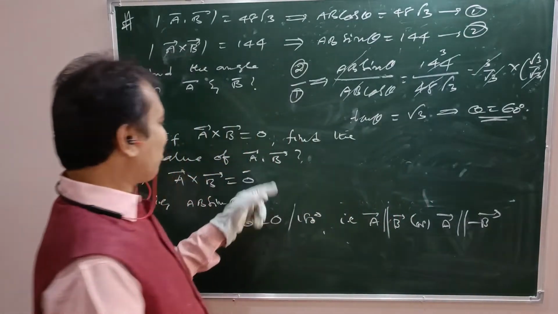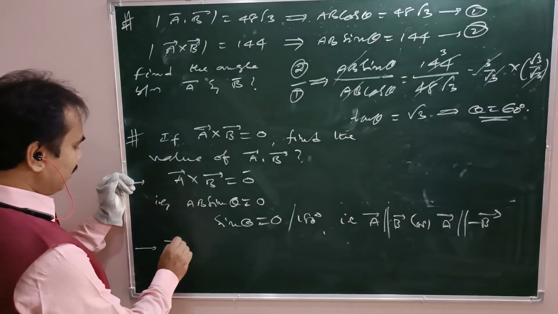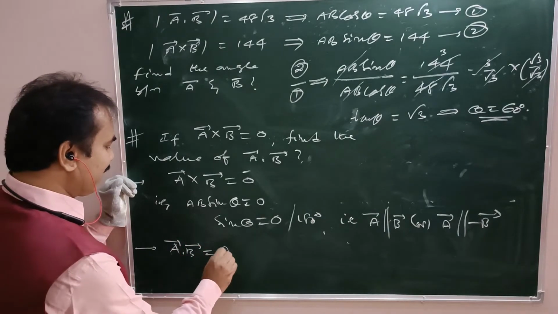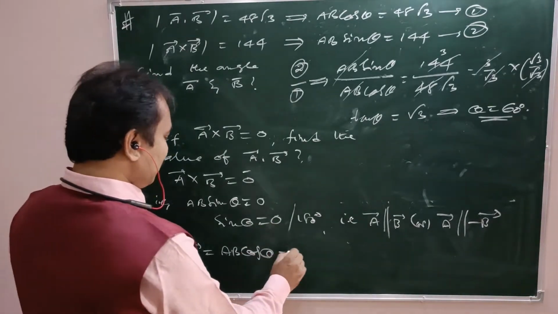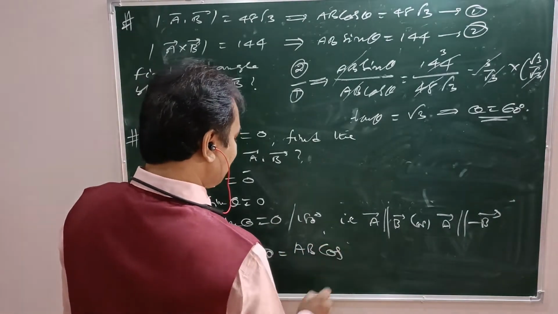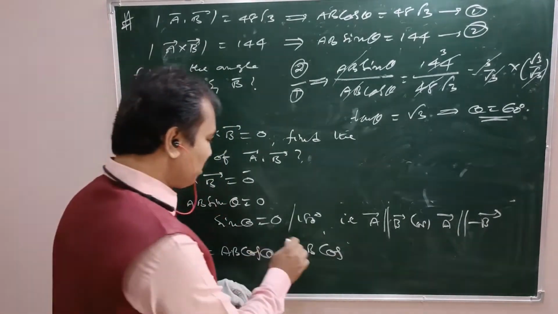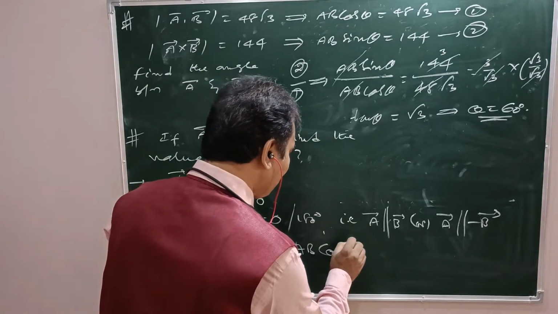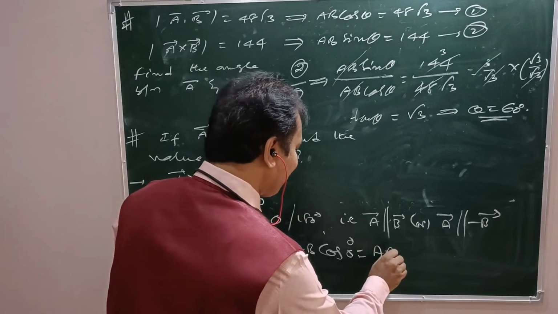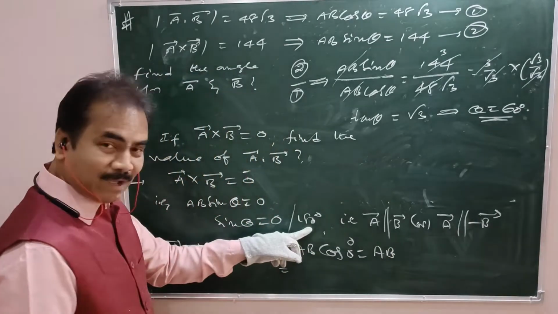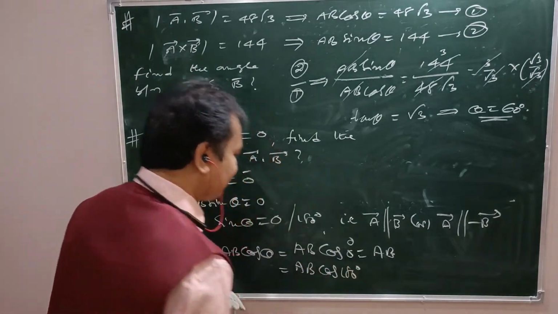Now, what about A bar dot B bar? Coming to dot product of same vectors, A bar dot B bar can be written as AB cos theta. What about theta? It may be 0 or 180. If it is 0, AB cos 0, cos 0 means 1, that is AB. Answer is AB. If theta is 180, AB cos 180.